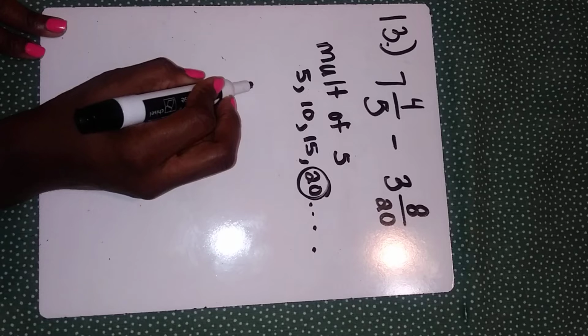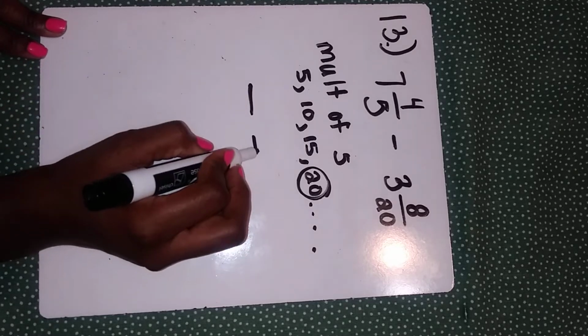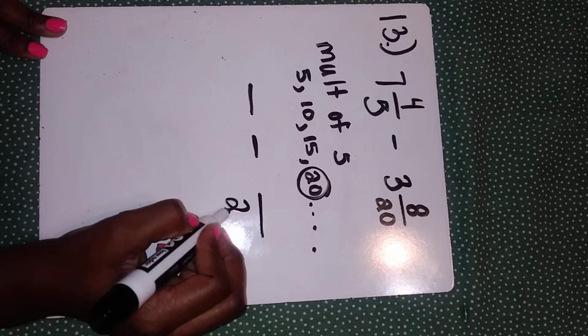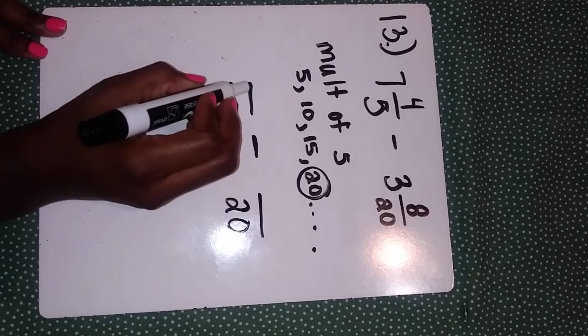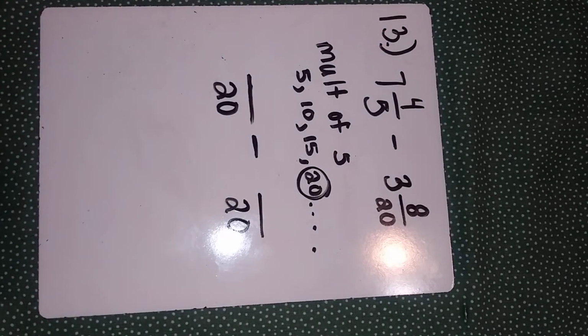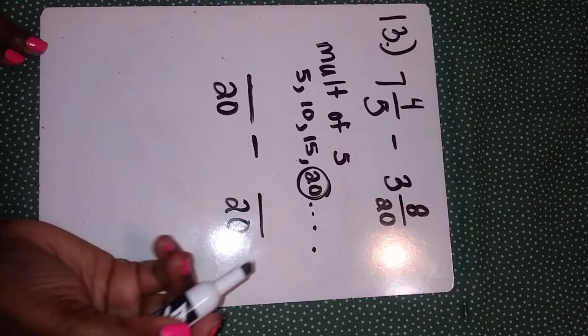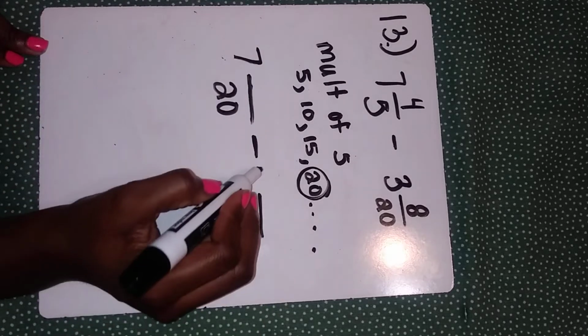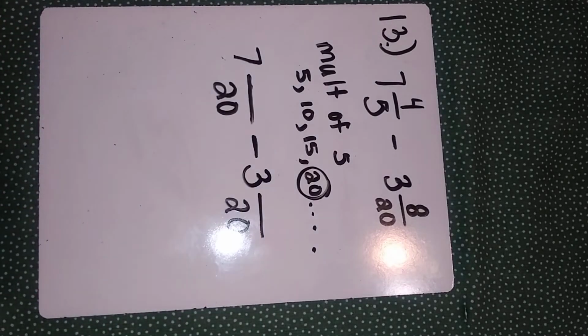So bring down your new mixed number. Our new denominator is 20. And again, these are just equivalents. They're equivalent. That means they're the same. It's just written different, but they're the same. Okay? And then bring down your whole numbers. Always bring down your whole numbers. That's the correct way of writing math.